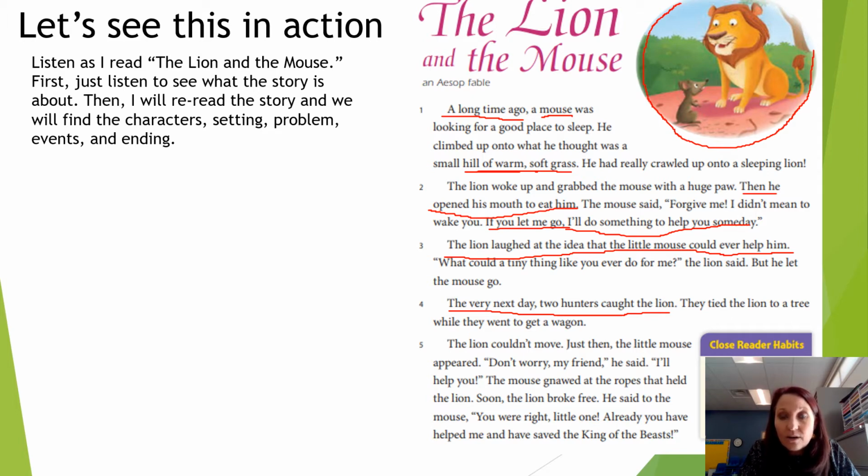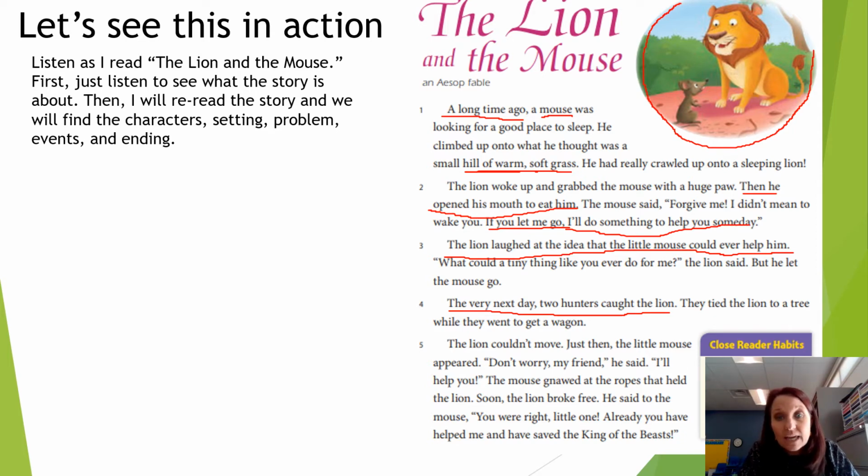The lion couldn't move. Just then the little mouse appeared. "Don't worry, my friend," he said. "I'll help you." The mouse gnawed at the ropes and held the lion. Soon the lion broke free. He said to the mouse, "You were right, little one. Already you have helped me and have saved the king of the beasts."